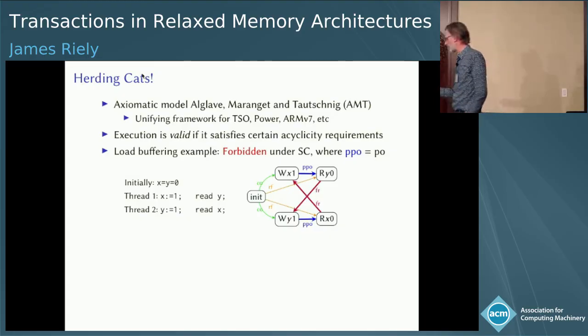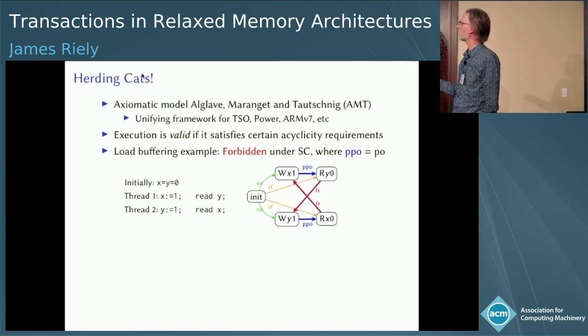So here's just an example. This is the famous load buffering example. There's code on the left, but the semantics on the right. So what I have is a thread that's writing X and then reading Y, and then another thread which is writing Y, then reading X. And so the question is, can you write X and then read 0 in one thread and write Y and then read 0 for X in the other thread? This is disallowed under sequential consistency because we have an evidence cycle here.